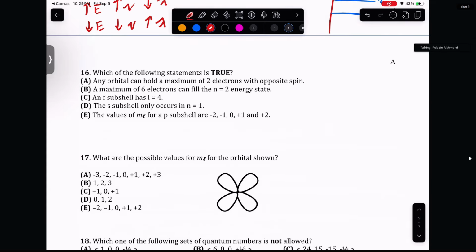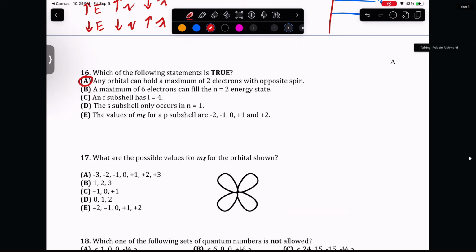Question 16, which of the following statements is true? Let's look at them. Statement A says any orbital can hold a maximum of 2 electrons of opposite spin. That's going to be true. I'm going to dive into why that's right with our little chart, but let's go through all the other options to make sure that we did not select the wrong answer.